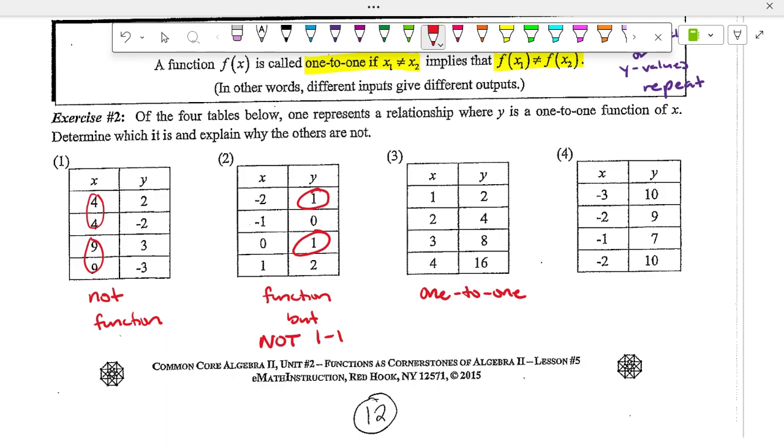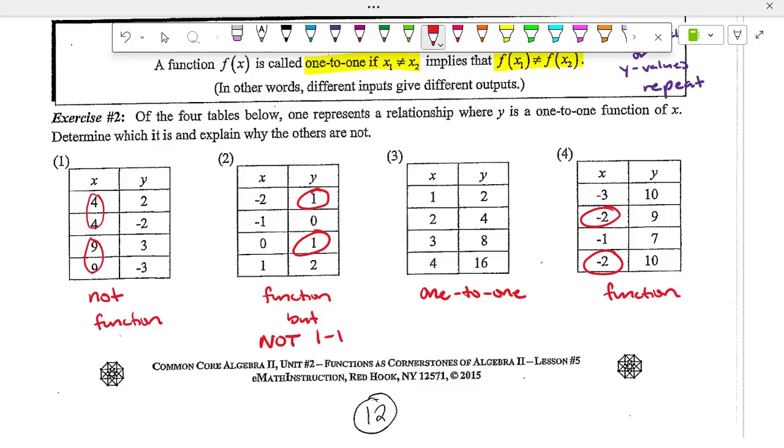All right, the last one. Take a minute, look at it. All right, thumbs up, thumbs down if you think it's 1-to-1. Go. It is not 1-to-1. However, is it a function? It is not a function. What makes it not a function? Those negative 2's repeat. So, guys, here's the easiest way to figure out 1-to-1.